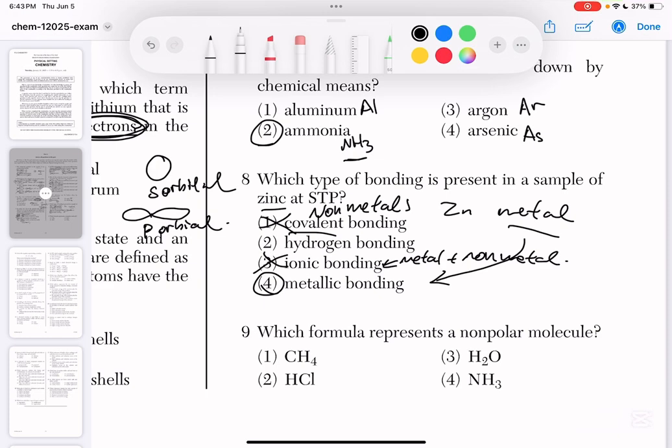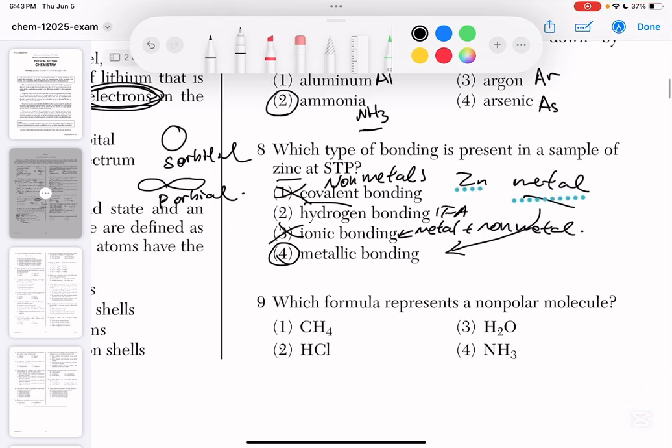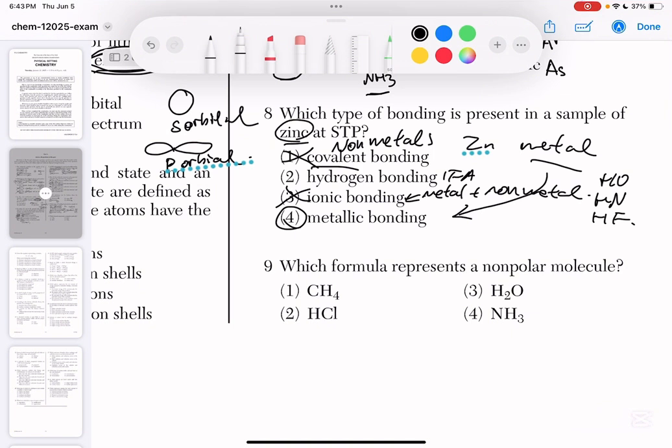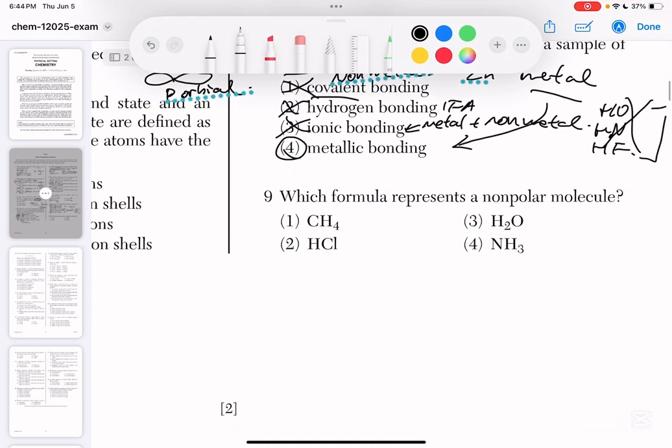And hydrogen bonding is a type of intermolecular force that exists between either HO, HN, or HF. So we can tell that zinc is none of these. So we can also cross number 2 out.